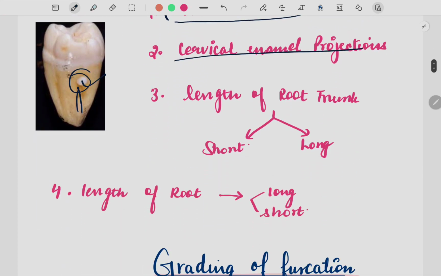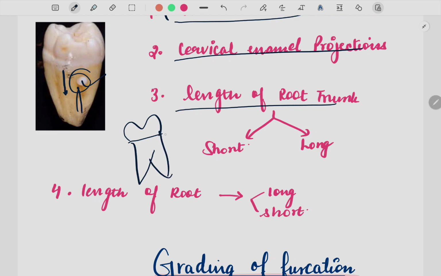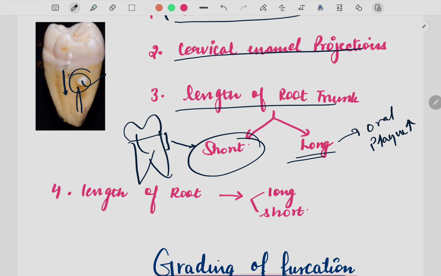Another thing is the length of the root trunk. So imagine in this particular picture, if this is the tooth and this is the root, now here you see this is the trunk. Okay, so when you have a shorter root trunk, in that condition cleaning becomes easy. You can easily reach the furcation area in such cases. But when you have a longer trunk, the cleaning becomes more difficult, and hence the oral health is going to get compromised and the plaque accumulation is going to increase in such case.